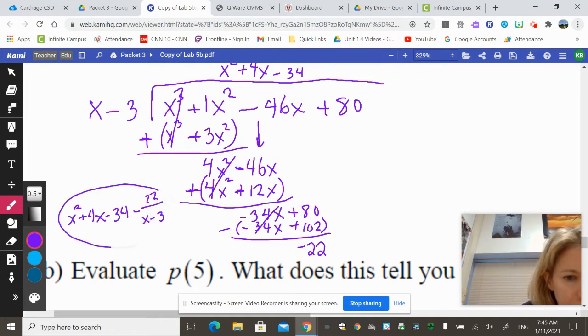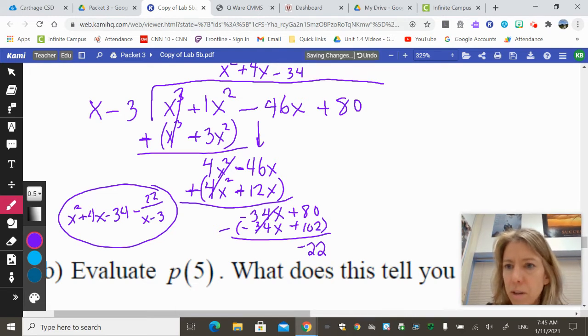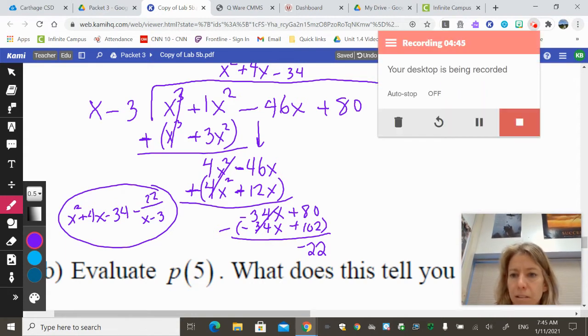Good morning. Please stand for the pledge of allegiance. I'm going to stand for the pledge, so I'm going to pause my video. To the flag of the United States of America and to the republic.